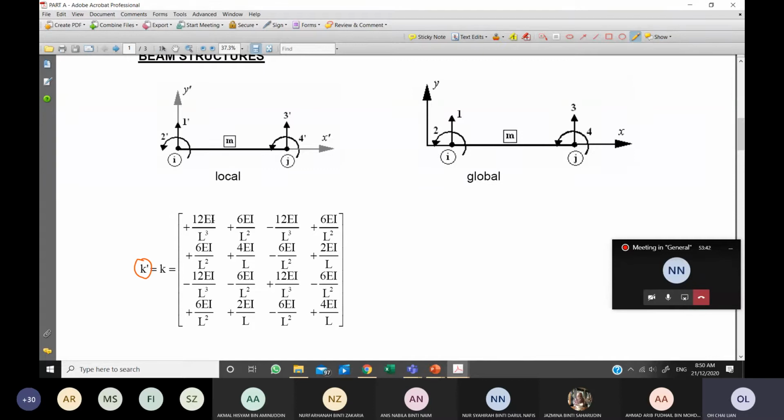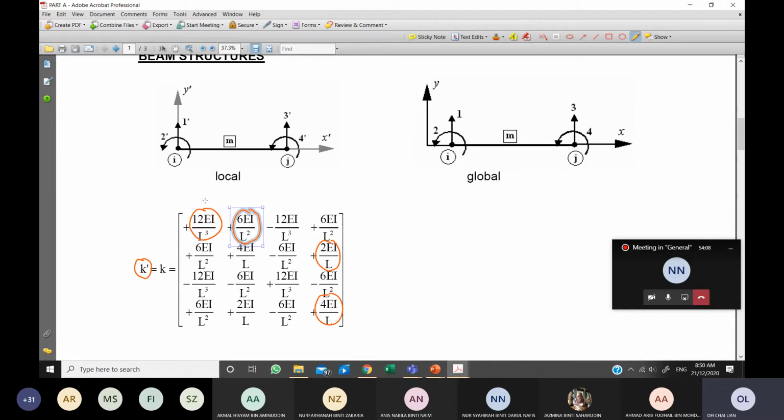Okay, K prime. So now in this case, I will highlight to you, many are actually repeated. So we have 12 EI over L cubed, we have 6 EI over L squared, we have 4 EI over L, and we have 2 EI over L. We have actually 4 inputs that you need to determine only. The remaining are just repeated.